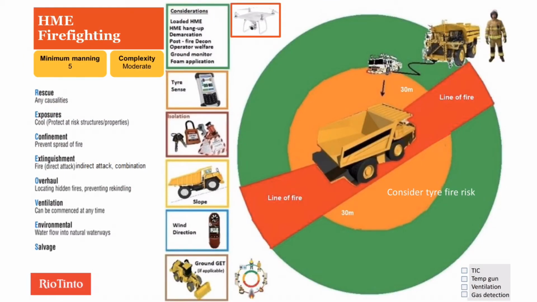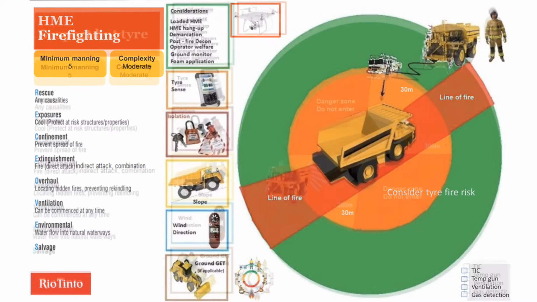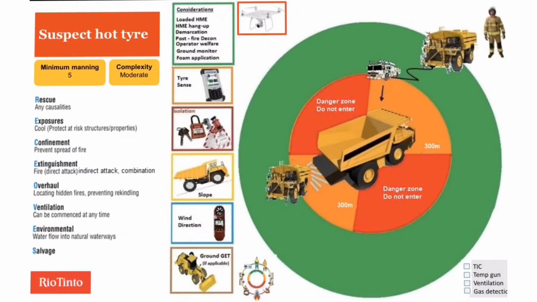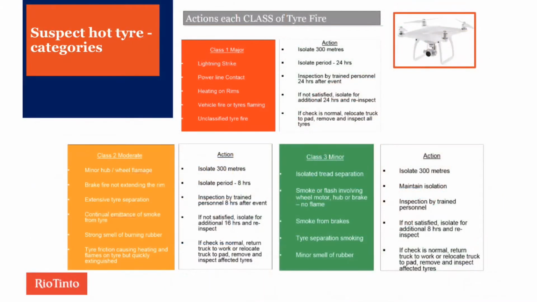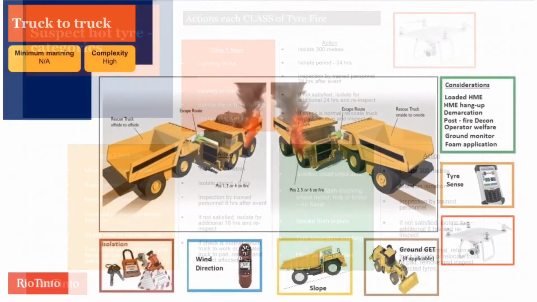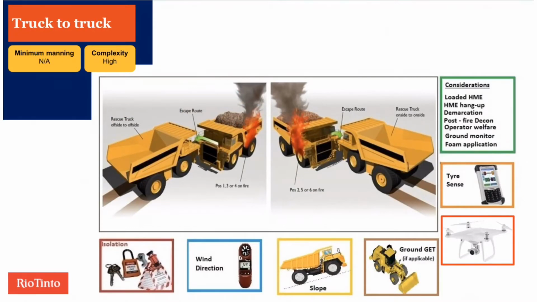This is the systematic approach for HME firefighting. Suspect hot tyre or tyre fire. And the actions for each class of tyre fire, 1, 2 and 3. Truck to truck, utilising other HME in the working area.